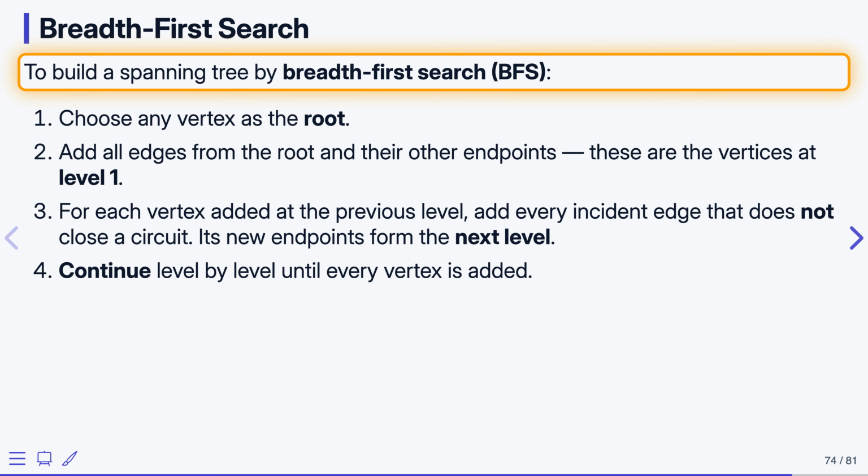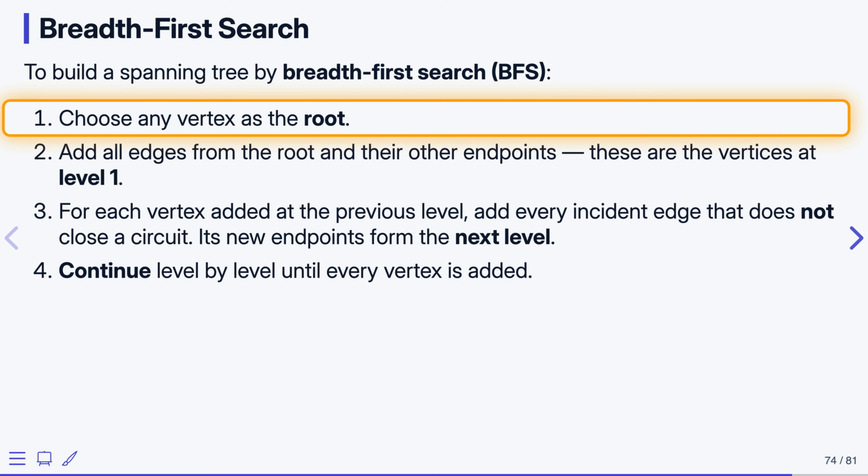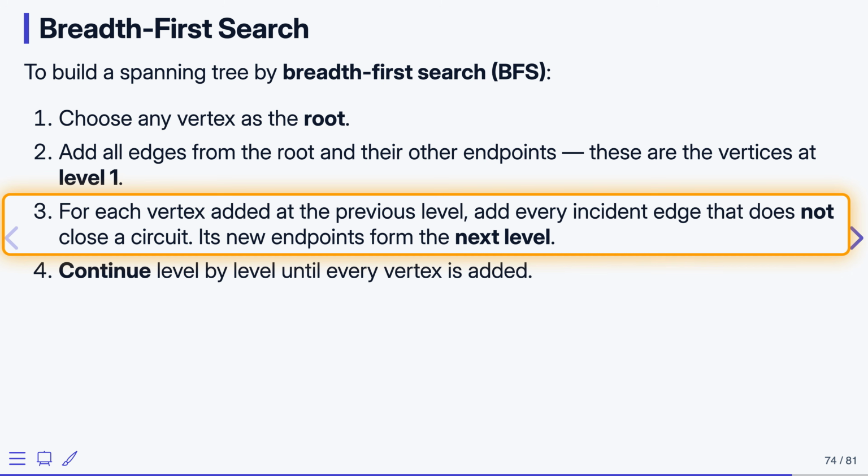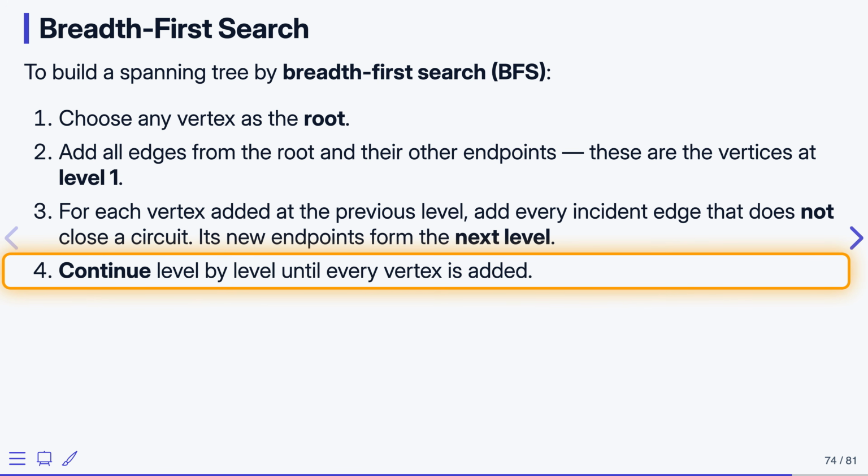Now the second method, breadth-first search, or BFS. This time we grow the tree in layers, staying wide instead of going deep. Step 1, pick any dot to be the root. Step 2, add every edge from the root and the dots at their other ends. Those new dots make up level 1. Step 3. Take the dots we just added, one by one, and add each of their edges that does not close a loop. The fresh dots we reach make up the next level. Step 4. Keep going, one full level at a time until every dot is in the tree.